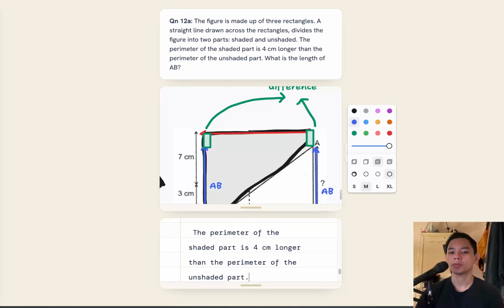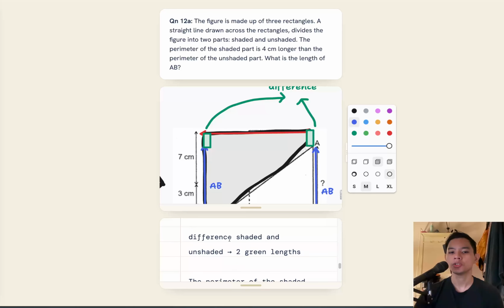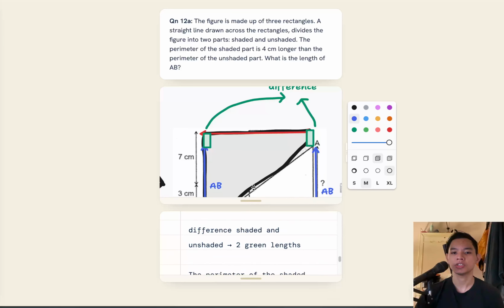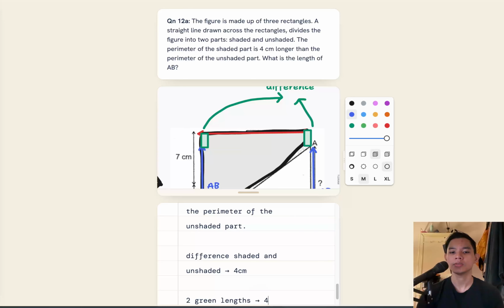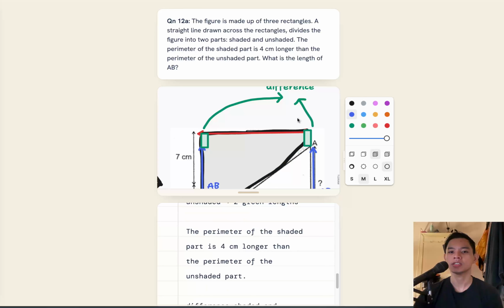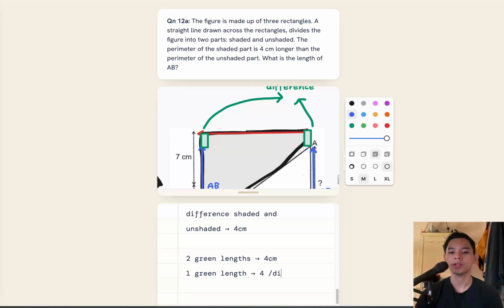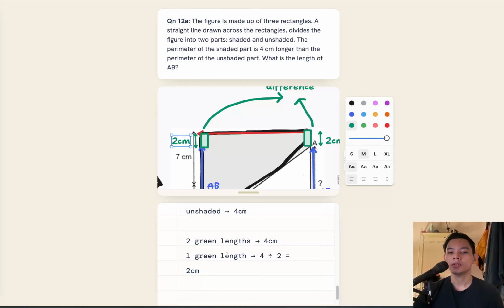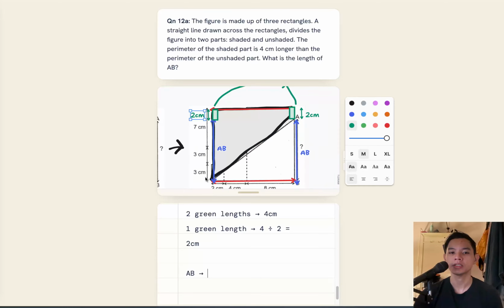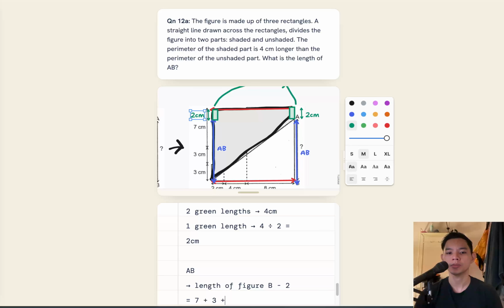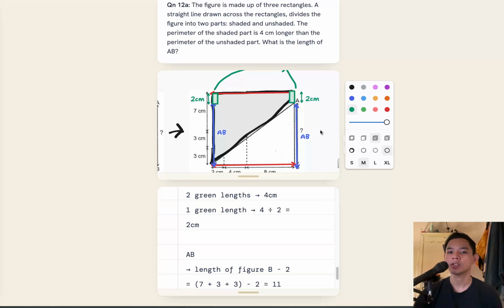Then from the question, the perimeter of the shaded is 4 centimeters longer than the unshaded. That means the difference between shaded and unshaded is 4 centimeters. So 2 green lengths is 4 centimeters, because the differences are the same. So 1 green length is 4 divided by 2, which gives us 2 centimeters. So to find AB, AB is basically the whole thing over here, 7 plus 3 plus 3 minus 2. So the length of the figure is 7 plus 3 plus 3, and we minus 2 will give us AB. There you go. So the answer for AB over here is 11.